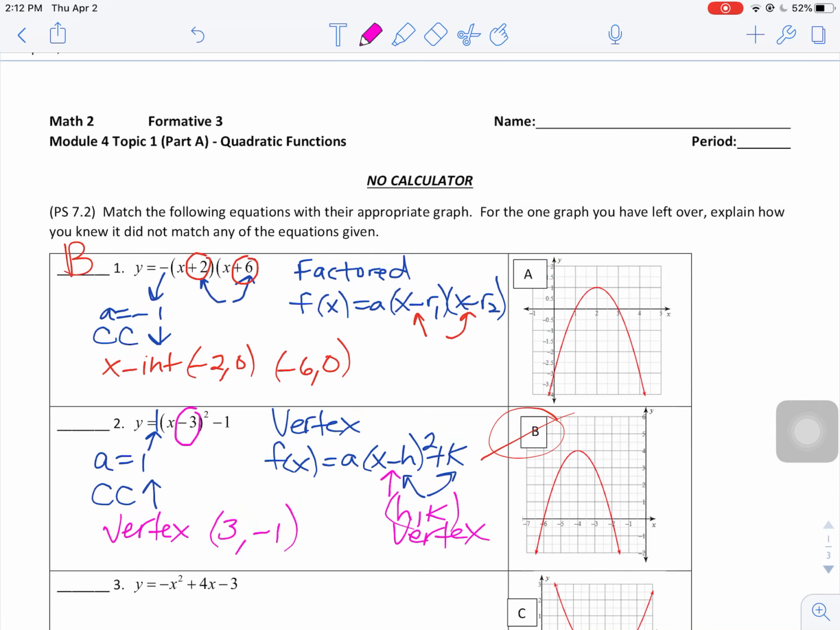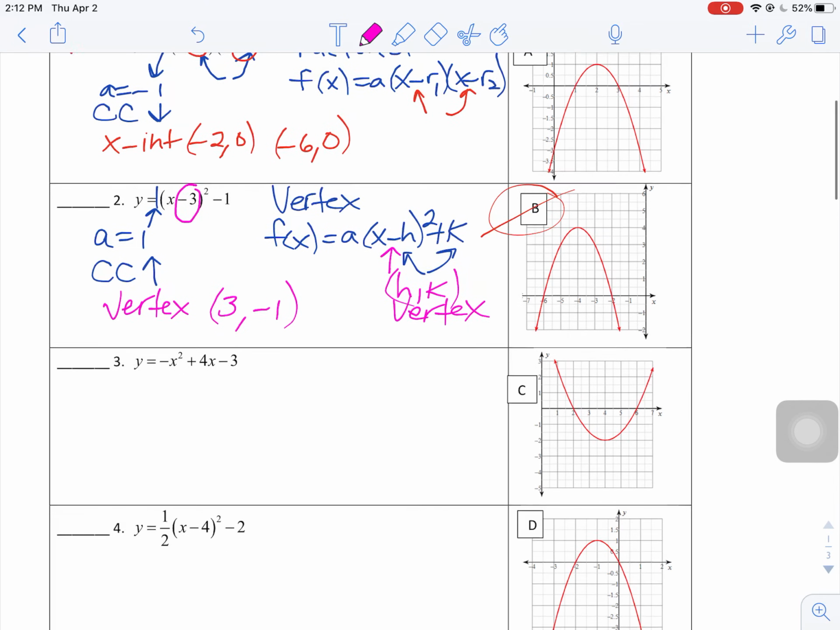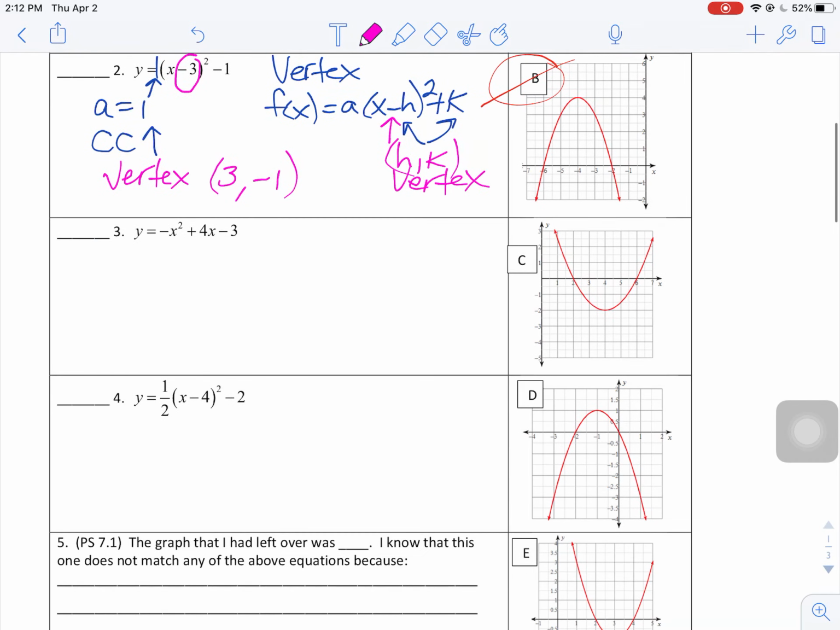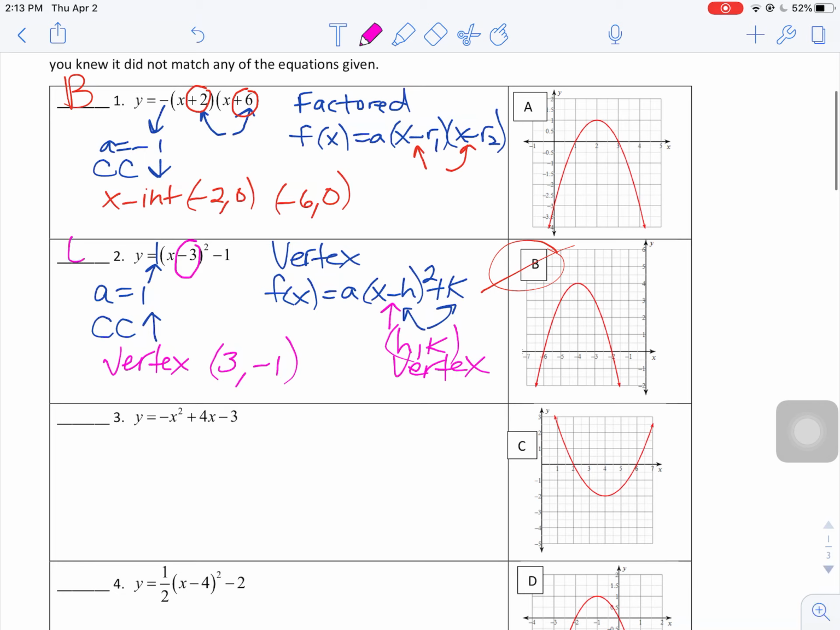So now we're looking at our graphs. We want it to be concave up with a vertex at 3, -1. There it is. So option E right there. Vertex is 3, -1, and we're concave up. So option E. On number 3, this is standard form.